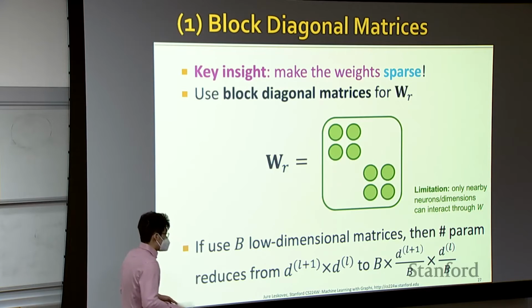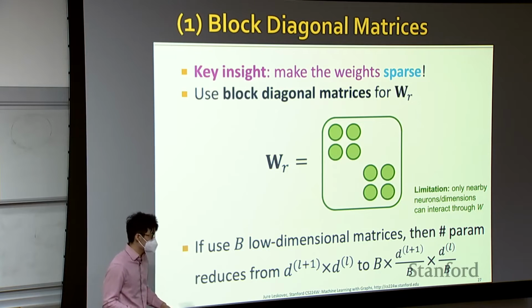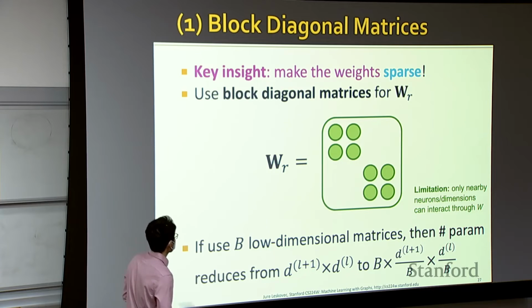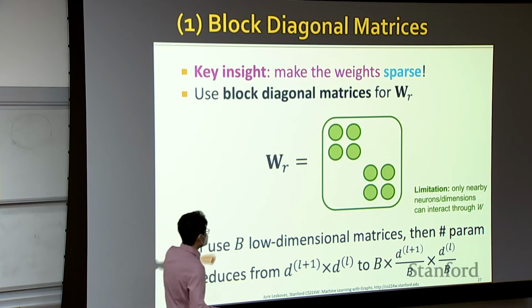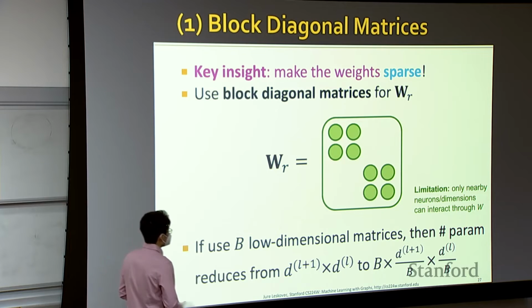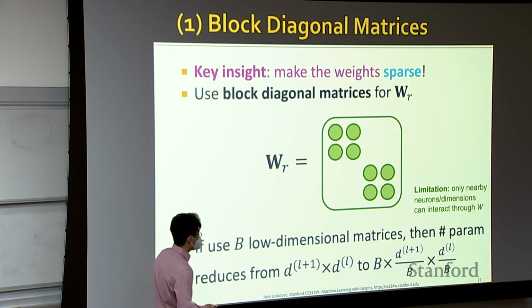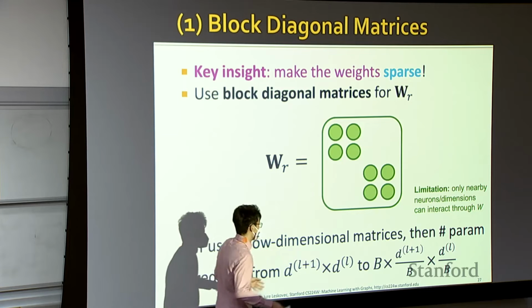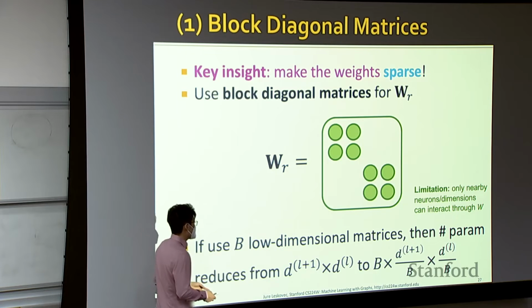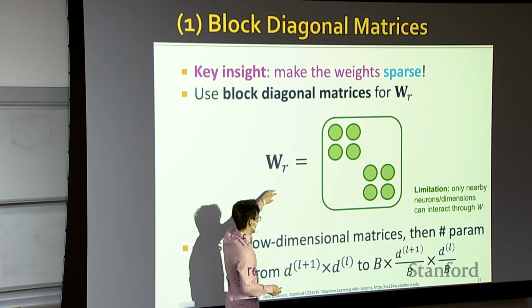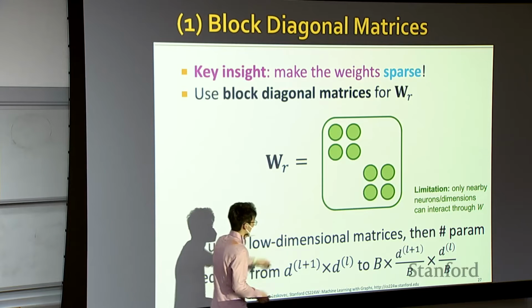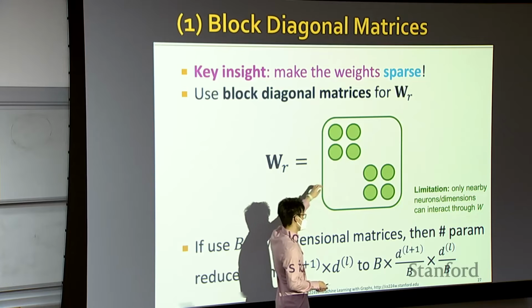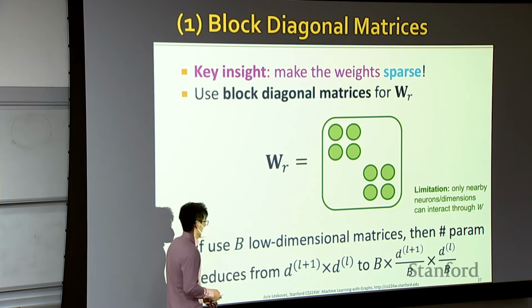So let's talk about the first approach to tackle the computational cost. The insight is that we can make these trainable weights sparse. One option to make this sparse is to formulate it as a block diagonal weight matrix. Earlier, we have always assumed that any neural network transformation is a fully connected layer, in the sense that the weight matrix is a dense matrix, so all the values are non-zero.